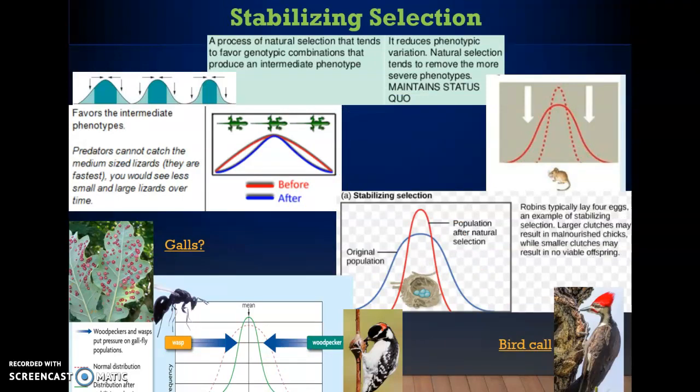Okay, the second one is stabilizing selection. In stabilizing selection, we see that what is normal, what is average, is what is favored. So if we look at this one, we see these medium-sized lizards are favored in this particular population over the larger lizards or the smaller lizards. And again, it has to do with the predators. In this case, in the woods, wherever these little mice have roamed, this color is favorable. So not too dark, not too light. So these guys blend in just right.